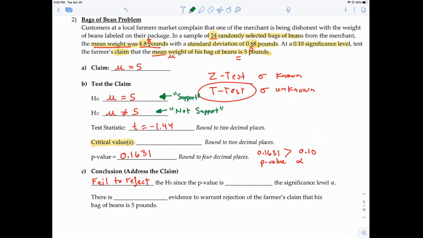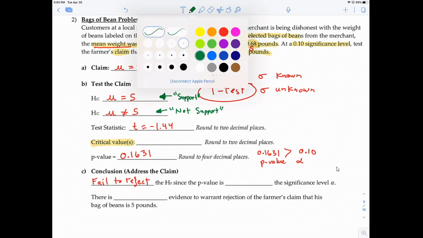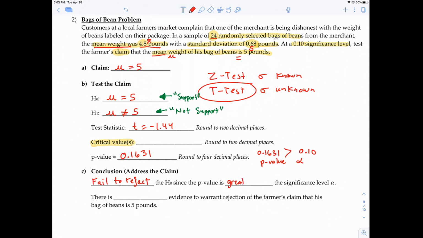All right, so we fail to reject the null since the p-value is greater than the significance level alpha. Anytime we fail to reject, there is not sufficient evidence. One way to look at it, this is not far enough from what we expect to where we're going to say there's sufficient evidence, right? So there's not sufficient evidence to reject the farmer's claim.